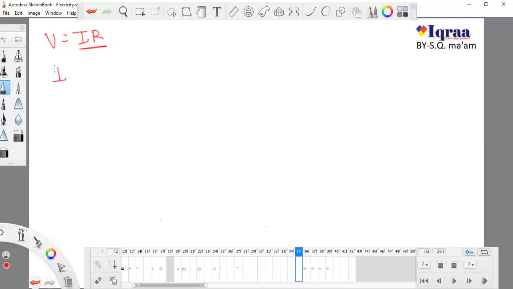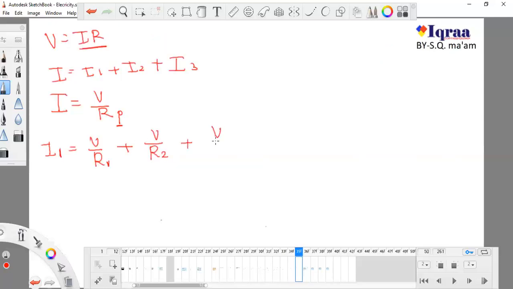And I know one thing, that I is equal to I1 plus I2 plus I3. So I can change something. I is equal to V by R. Can I do this? Yes, of course I can do this. Now I have to identify the value of R, only one thing, and that is RP, R for parallel. I'm doing this for parallel. So I'm writing I1 is equal to V upon R1, R1 we know, then R2, R3, plus V upon R2 plus V upon R3.